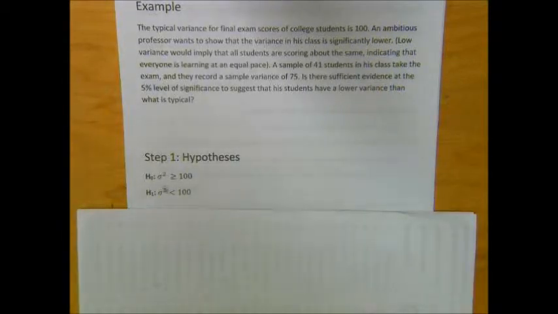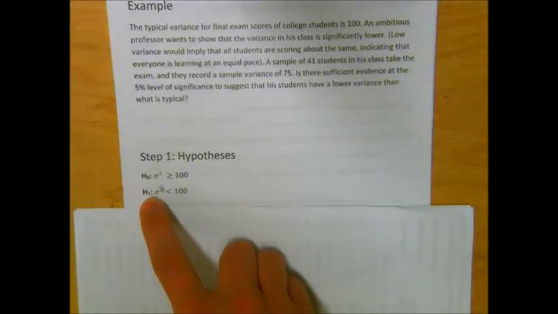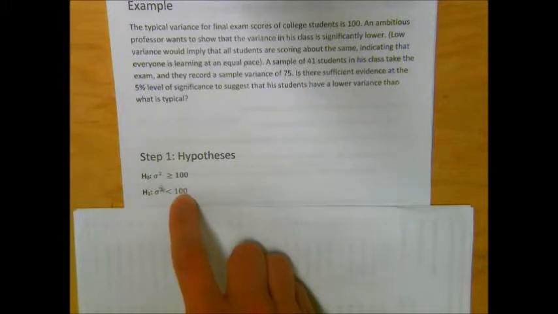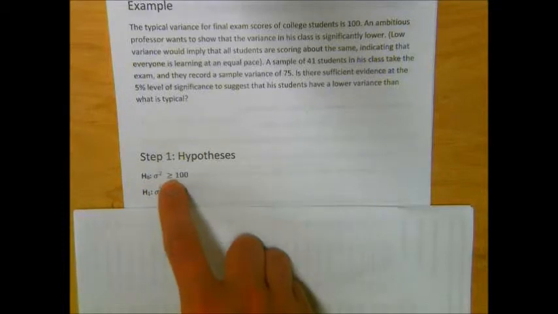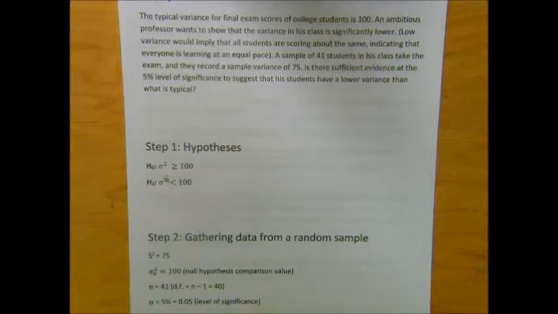As usual, we begin with our hypotheses. Since we're hypothesizing that the professor's class has a lower variance than the typical 100, our researcher's alternative hypothesis is that the variance sigma squared is less than 100. By default, the null hypothesis must be the opposite, that the variance is greater than or equal to 100. In our second step, we gather data from a random sample, or in this case from the problem, so that we can perform our hypothesis testing procedure.